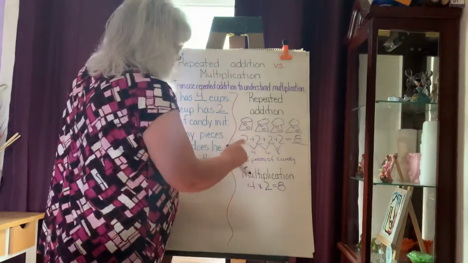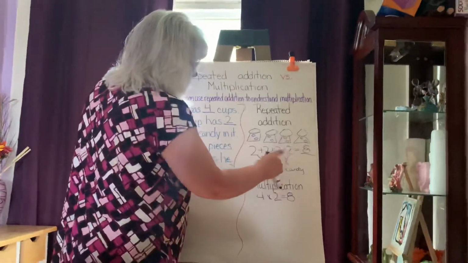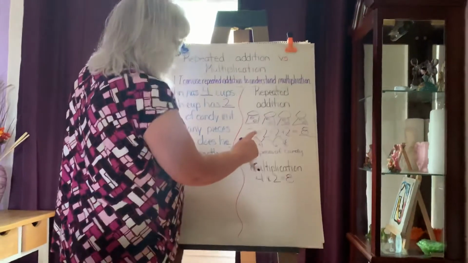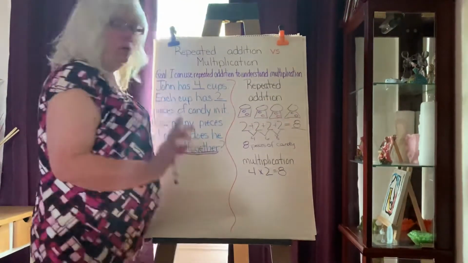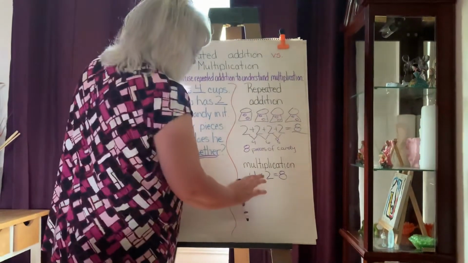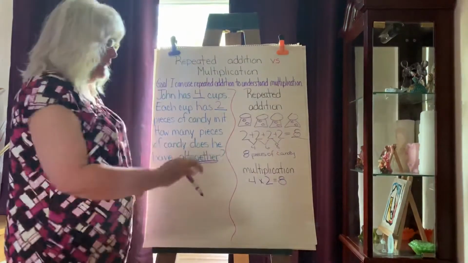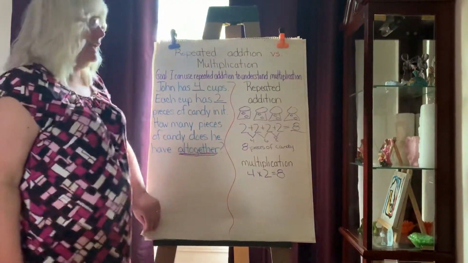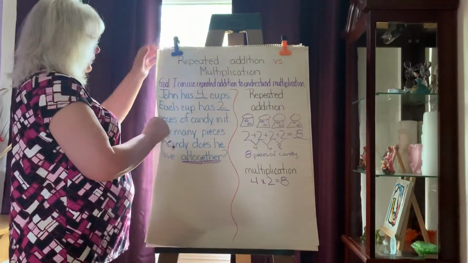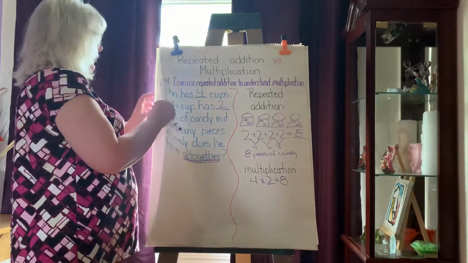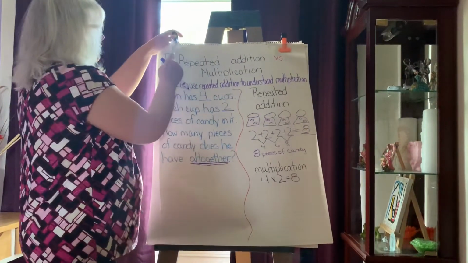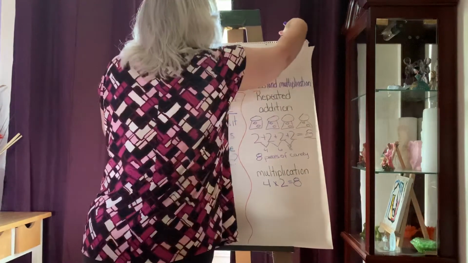So there you have it. 2 plus 2 is 4, plus 2 is 6, plus 2 is 8, or you can skip count 2, 4, 6, 8, or you can use your multiplication sentence. 4 times 2 equals 8. And remember, pieces of candy is what they were looking for. Pieces of candy.